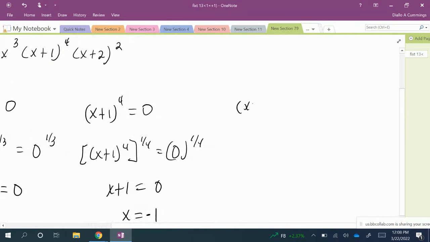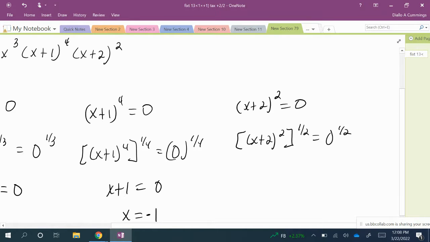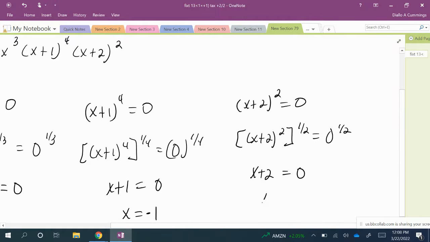We'll take the last factor, x plus 2 quantity squared, and set that equal to 0. We'll raise both sides to the 1/2 power. X plus 2 quantity squared raised to the 1/2 power leaves us x plus 2. 0 raised to any power is 0. Now we'll solve for x. So we'll simply subtract 2 from both sides, and we have our third zero of -2.